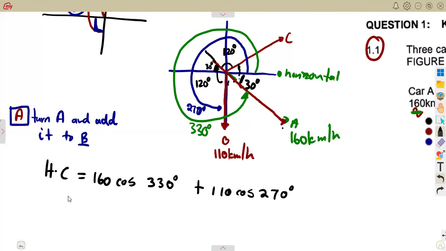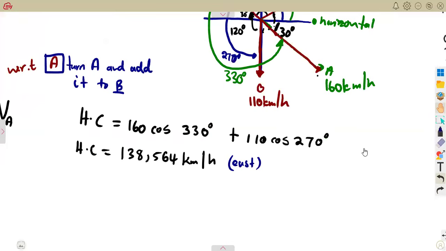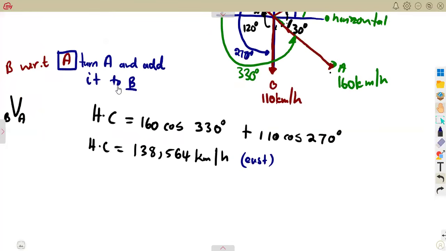That is the way that I explained before. And this is what you're supposed to have. You're going to obtain 138,564 kilometers per hour. All right. This is, remember, horizontal. When it is positive, you are going to the east. So like I said, you can work with a part of the components, which is fine, if you are maintaining the diagram the way that it is.